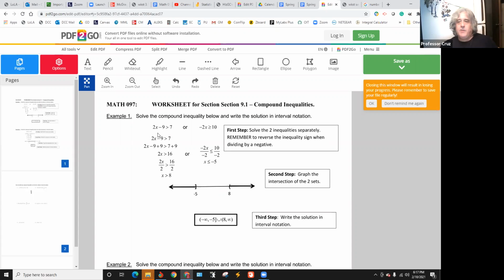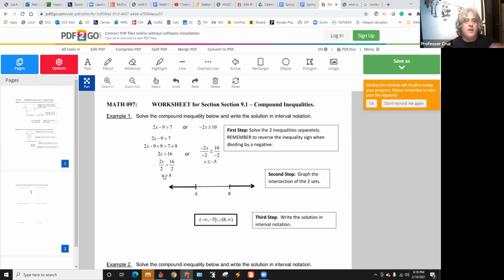This is 2x minus 9 is greater than 7, or negative 2x is greater than or equal to 10. So what we're going to do is work with them individually, and then I'll show you how to put them together. We're just going to add the 9 to get rid of the negative 9, and that gives us 2x is greater than 16. Divide by 2, no need to change anything around because there's no negative number introduced. x is greater than 8.